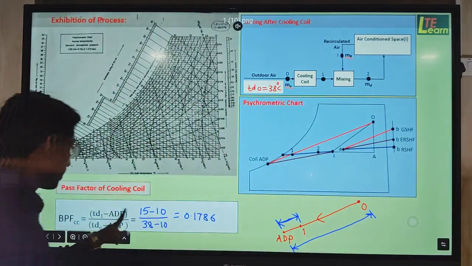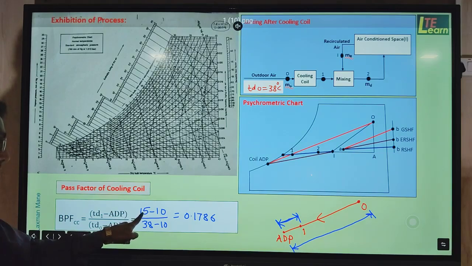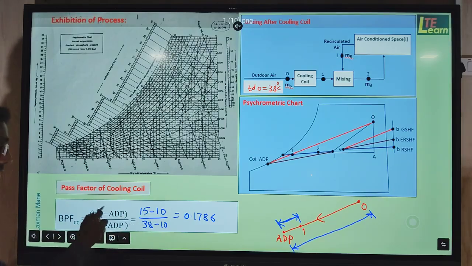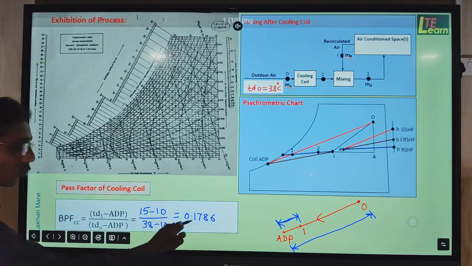Now point number 1 dry bulb temperature we know, ADP is given, and the outdoor air dry bulb temperature is given. So putting the values in the formula, we get the bypass factor of the cooling coil.